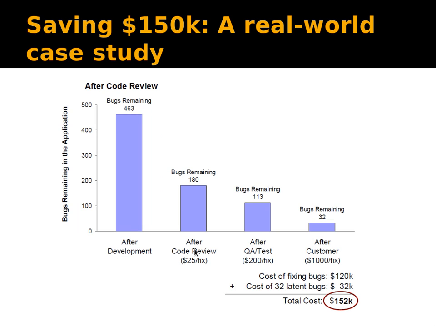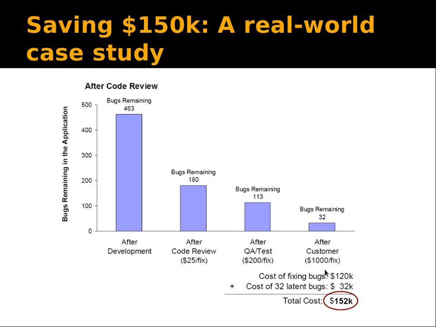463 shot down to 180, or 180 got knocked out, is probably a better way of saying it, after code review for only $25. QA and test still cost 200, and customers 1,000. The point here is code review, when you integrate it into your project correctly, is actually pretty quick because you usually submit a piece of code and then someone reviews it, and if it passes the code review, it goes into the main repository.